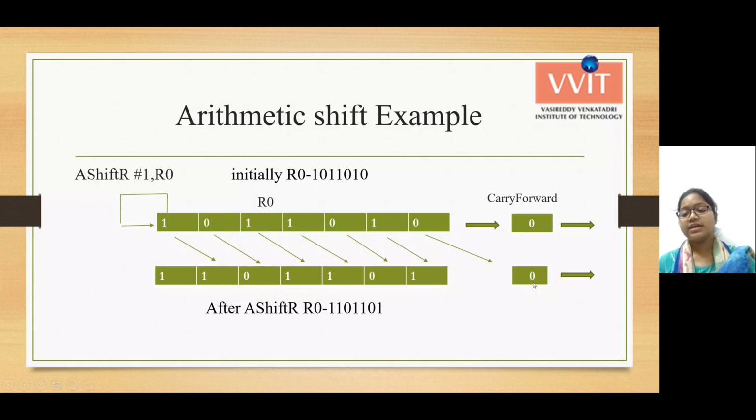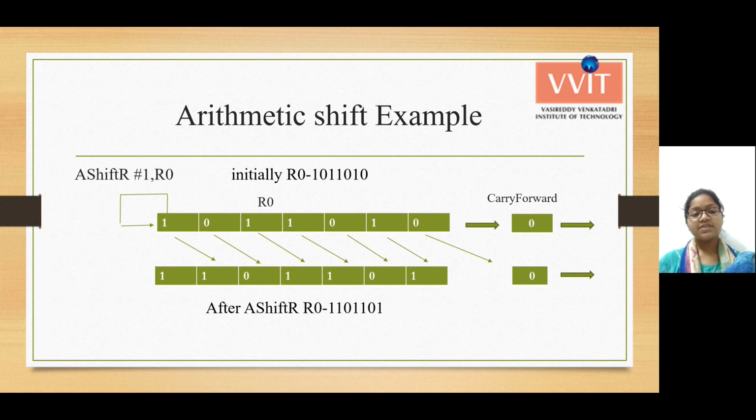Hence, this carry forward is ignored. And here the MSB bit is 1, and this MSB bit is preserved. That means the empty MSB position is filled with the previous sign bit. Hence, we can say that the sign bit is preserved. The same value will be copied, and the bits are shifted towards right, and the final LSB bit is shifted to the carry forward. Hence, after performing arithmetic shift right, the binary value in R0 is 11011101.